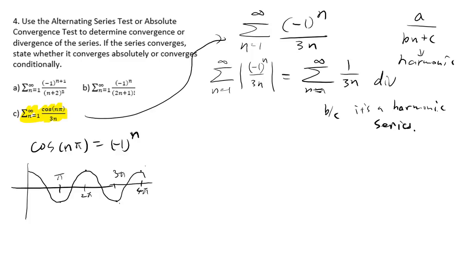Or you can just use the p-test: p is equal to 1 once you take the 1/3 out. But in most cases, saying harmonic series reduces a lot of work. Okay, so the series does not converge absolutely. But that doesn't mean that it can't converge conditionally.